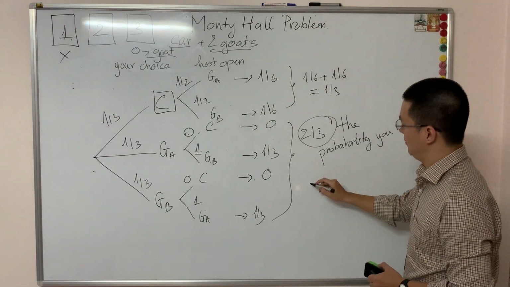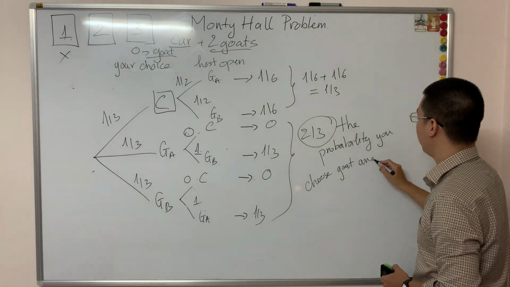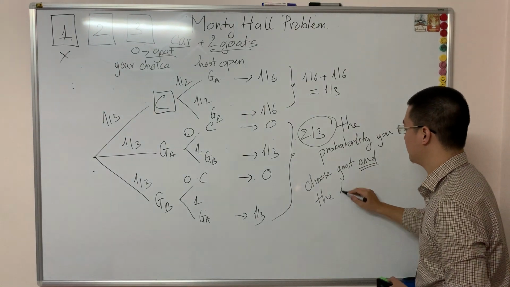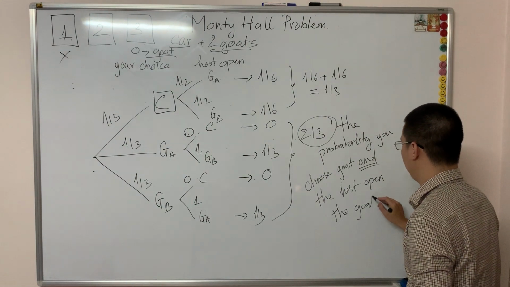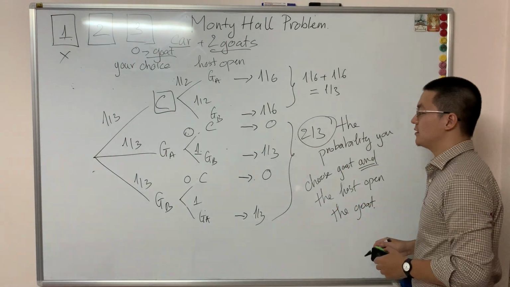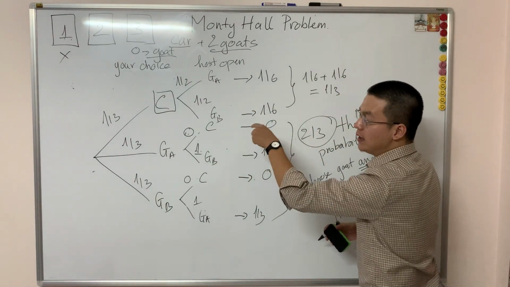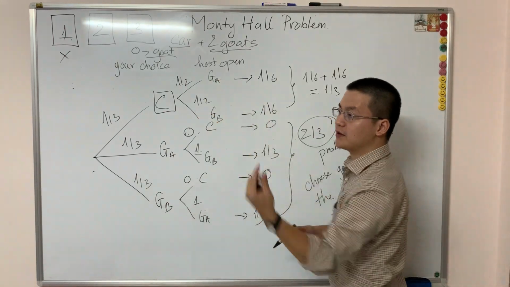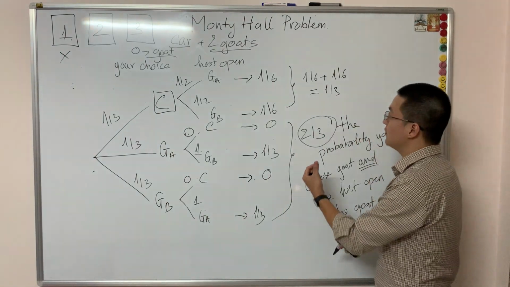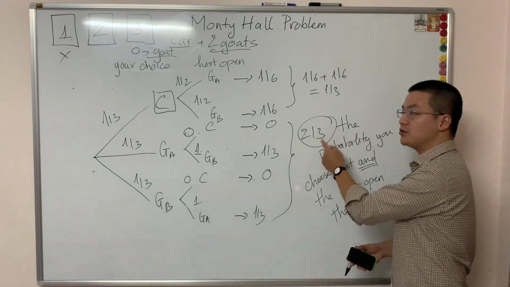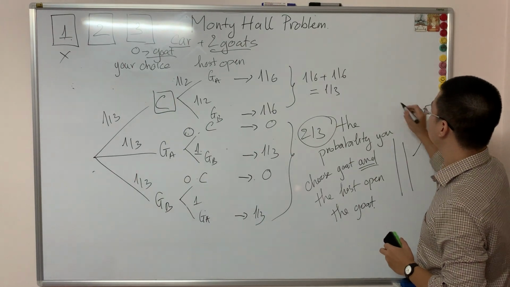you choose a goat and the host opens the goat, which means if you switch after the host opens the door with the goat, the probability you get the car will increase from 1/3 to 2/3. It's double. You should switch.